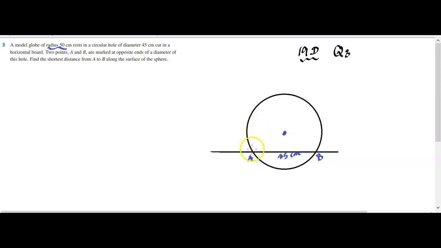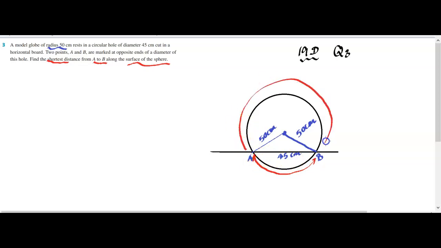If I draw two lines from here to here, this is the radius of the globe, 50 centimeters. It's asking to find the shortest distance from A to B along the surface of the sphere. So the shortest distance is from here to here, along the sphere. The longest distance is from here to here. Remember those.